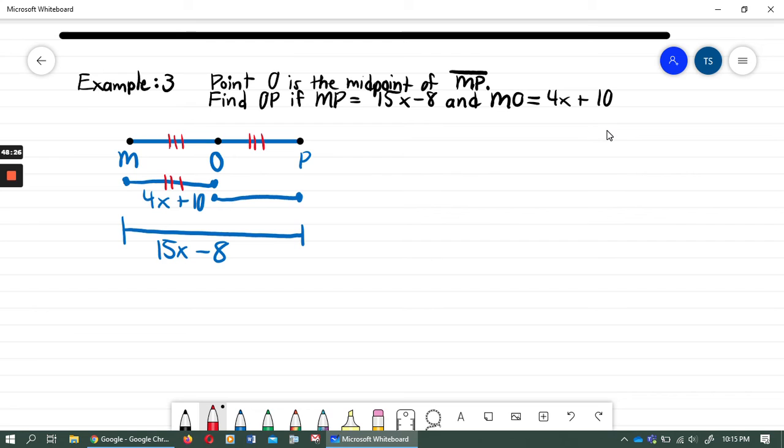So, again, folks, they tell us that point O was the midpoint, which meant that point O split the whole segment into two congruent parts. So the whole segment of MP was split into two congruent parts. Guys, if this part on the left was equal to 4x plus 10, guess what about the part on the right?